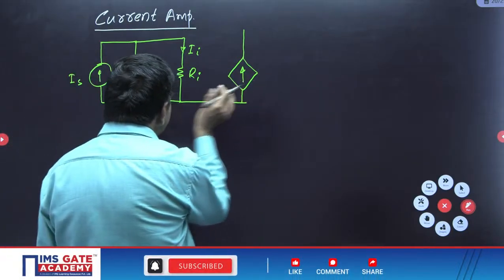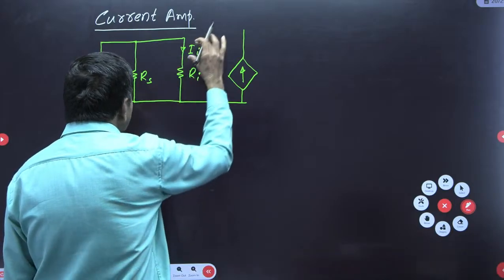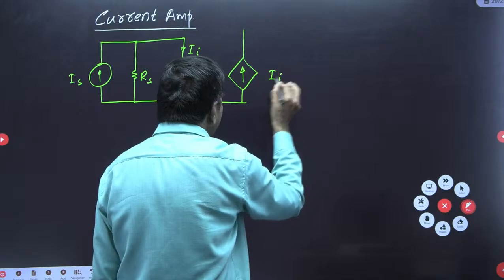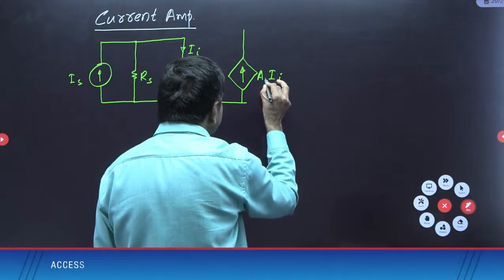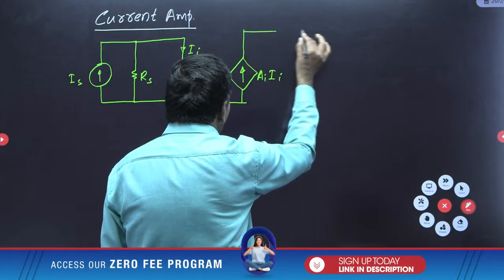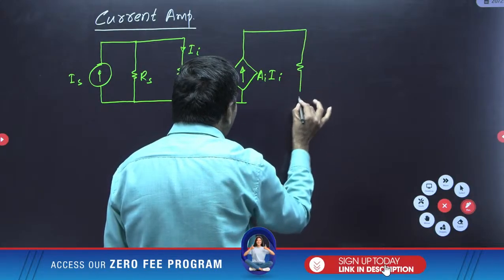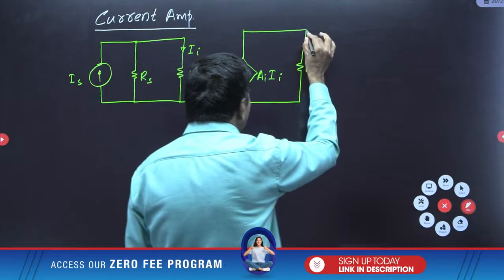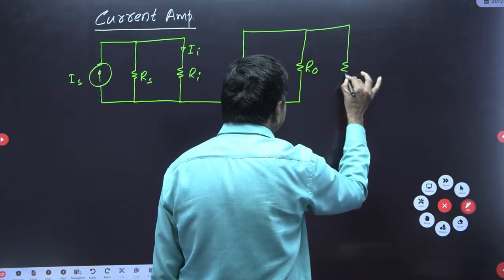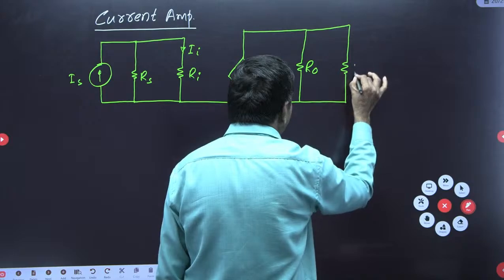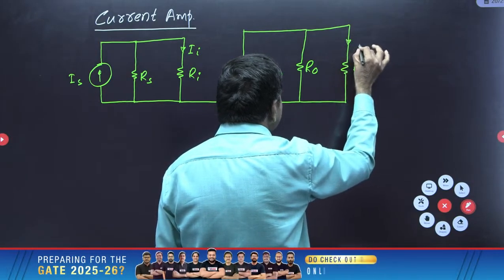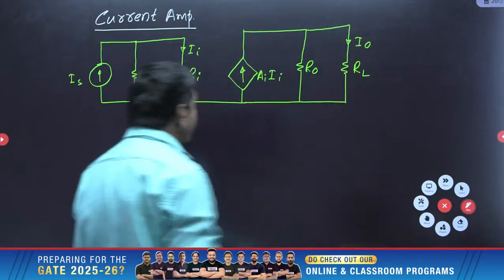This current depends upon this circuit. In this circuit, the current I suffix i is there. It depends upon Ii, which is to be multiplied by A suffix small i. And resistance R0 is a must. And you must connect a load resistor here, which must be connected with RL. It is a Norton's circuit. This current is to be taken as I0.